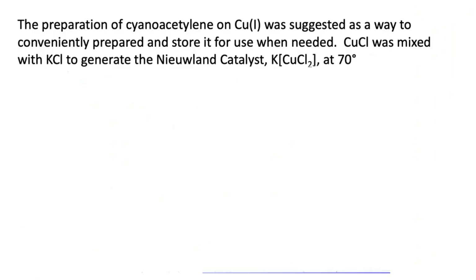Next slide. So to give you an idea, so he takes copper 1 and he says he makes it. Copper chloride was mixed with potassium chloride to generate the Newland catalyst at 70 degrees. So this is supposed to mimic a prebiotic earth. But he's using all clean glassware. He's not under a rock.